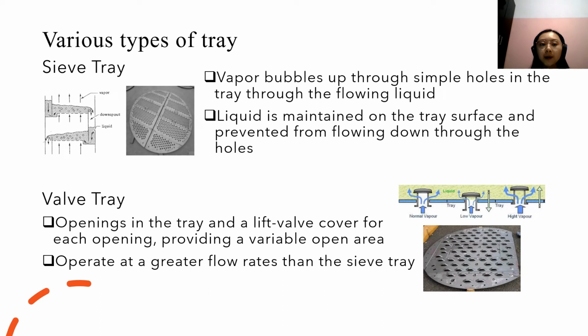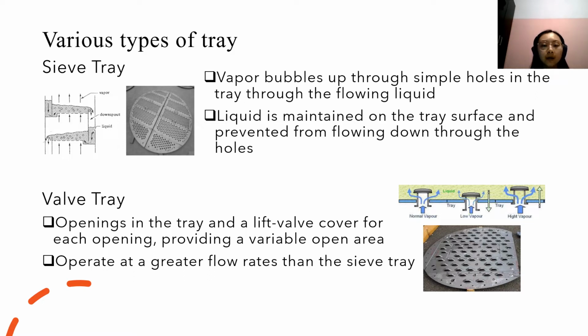Now let us go into the various types of tray, which are the sieve tray and also the valve tray. In the sieve tray, the vapor bubbles up through simple holes in the tray through the flowing liquid. The liquid is maintained on the tray surface and prevented from flowing down through the holes by the kinetic energy of the gas or vapor.